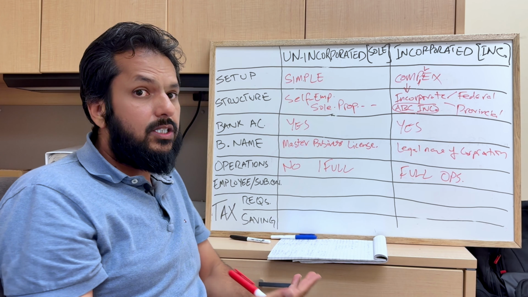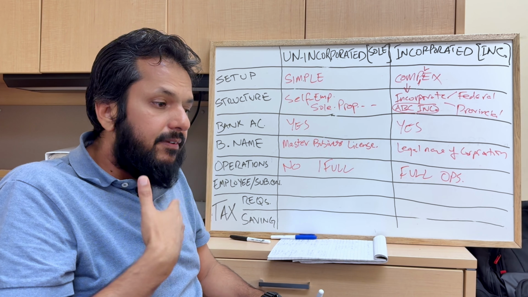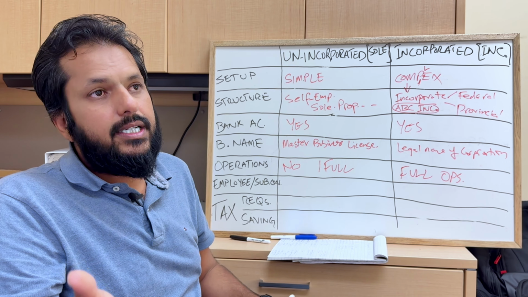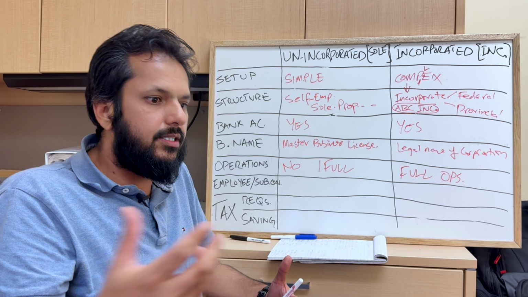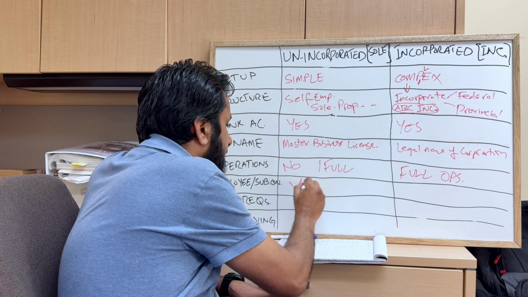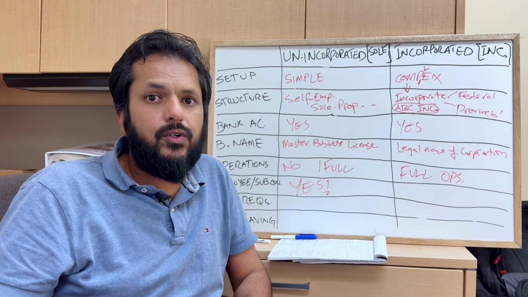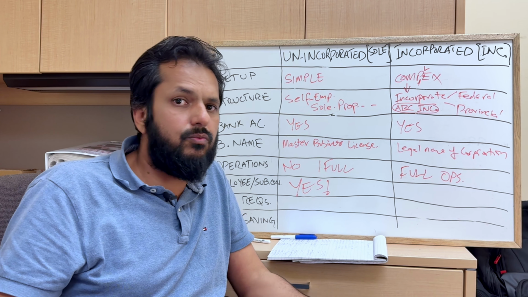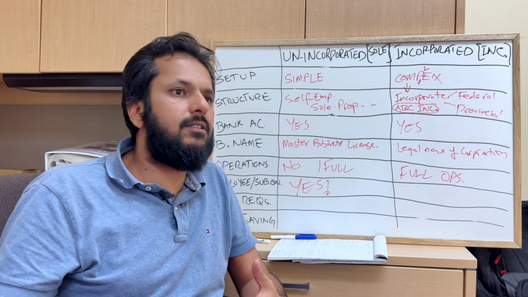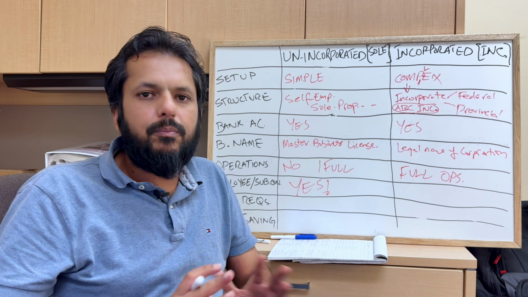When you have employees or subcontractors, as a self-employed person, sole proprietor, or unincorporated contractor, can I get help from subcontractors or hire an employee? The answer is yes, you can do that. You can hire further subcontractors, onshore, offshore, on any basis, hourly basis, project basis. You can have a team of people working for you, no problem at all.